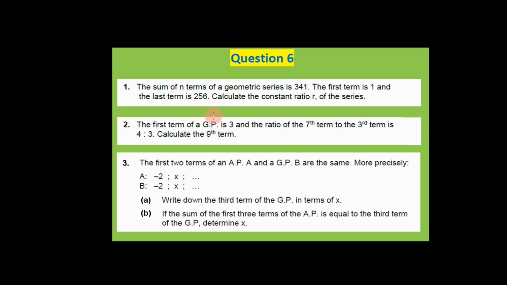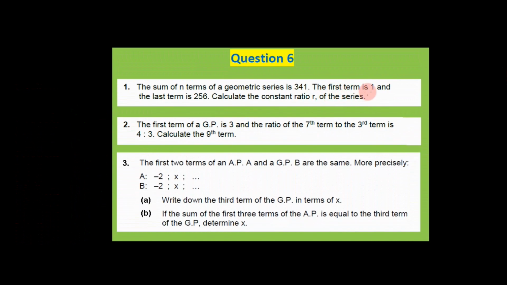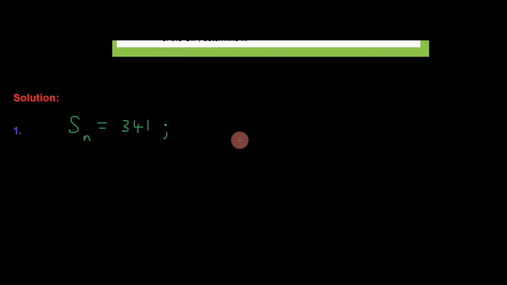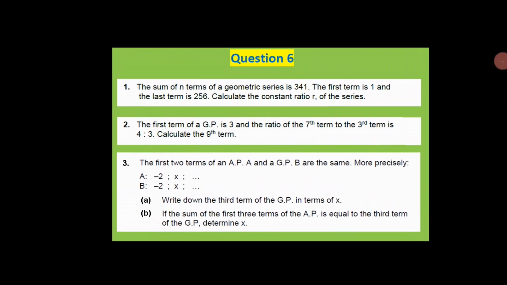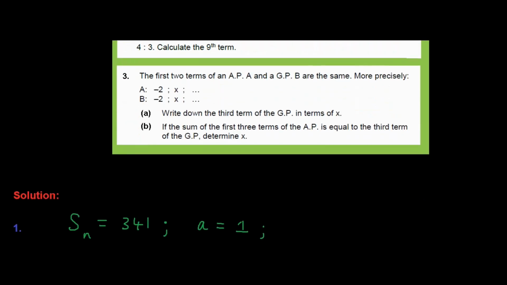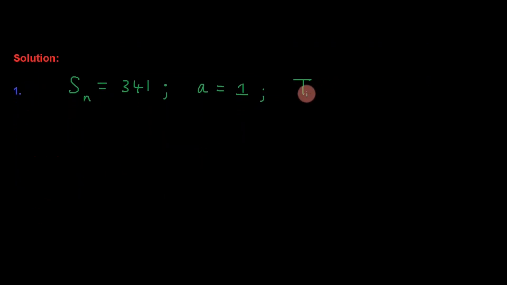So let's look at your answers to this question. In the first one it says the sum to n terms of a geometric series is 341. So let's write that down. S sub n is 341. Then it also says the first term is 1. So a is equal to 1. And then the last term is 256. We must find the common ratio r. So the last term is t sub n, and this is 256.